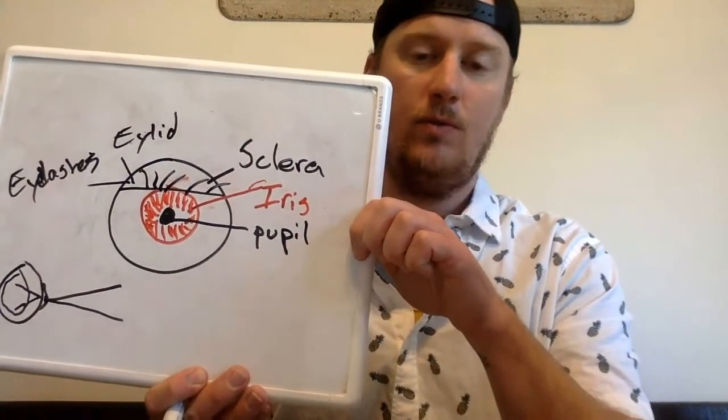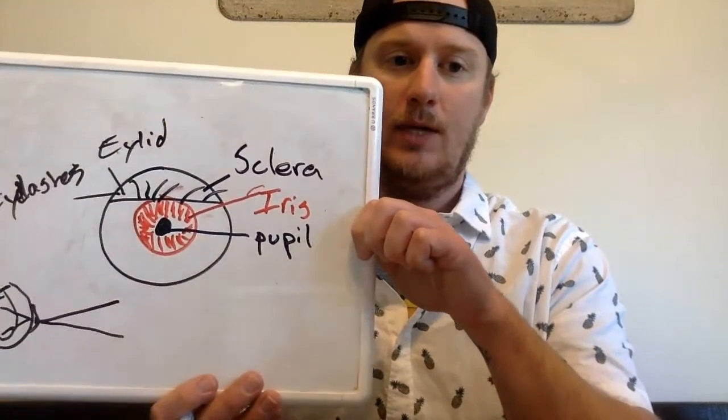And then the other outside part, everybody knows what these are, is your eyelids right there. So those are your eyelids and your eyelashes right there. So you have your eyelid and eyelashes right there. Pardon the writing. But yeah, so those are the parts of the eye.